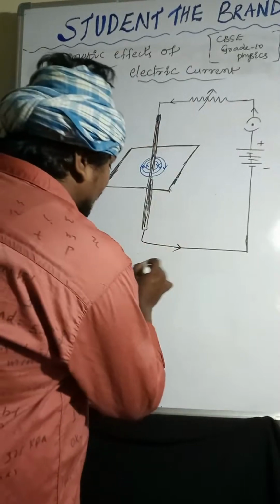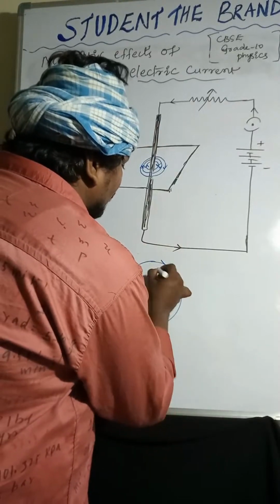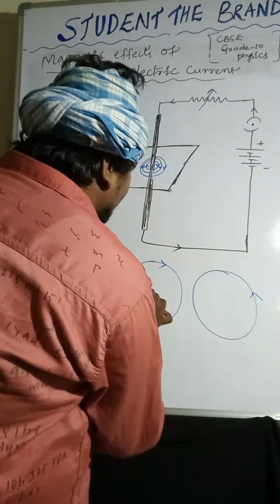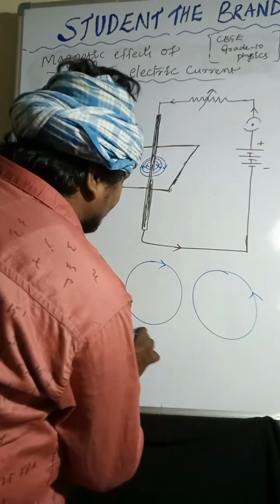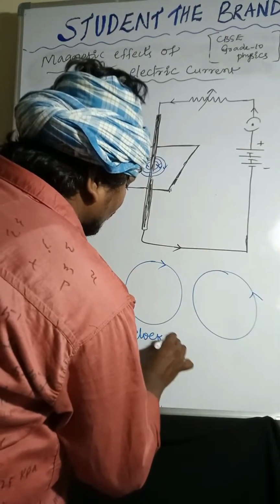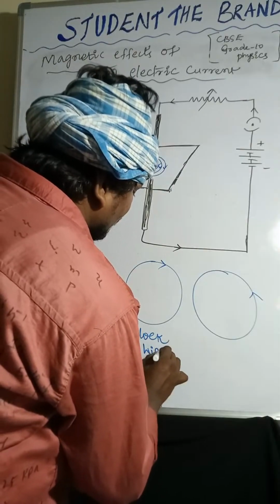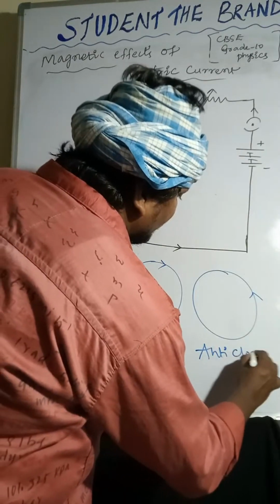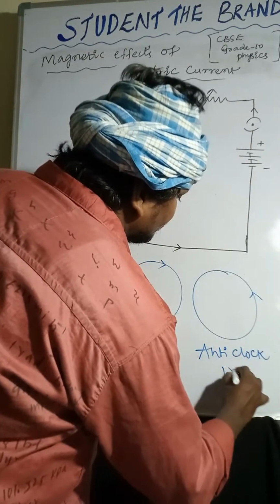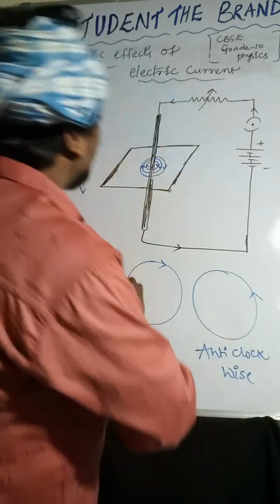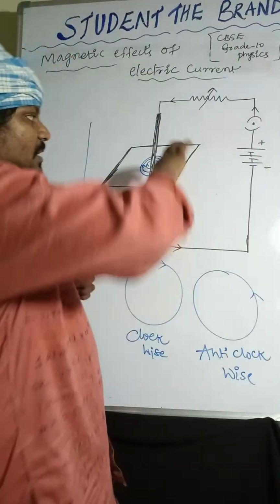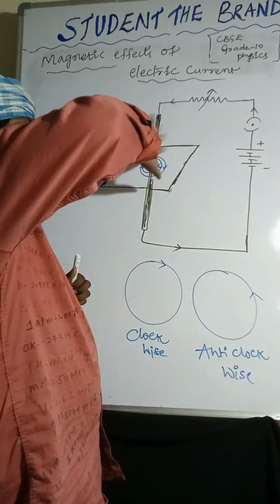If you're taking this as the clockwise direction, then clockwise and anti-clockwise. So this is the clockwise direction, anti-clockwise direction. Because if the current is passing in the downward direction, the magnetic field around the conductor will be in the clockwise direction.